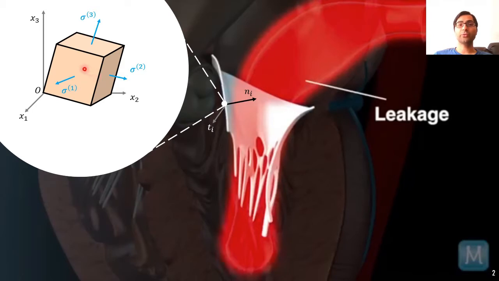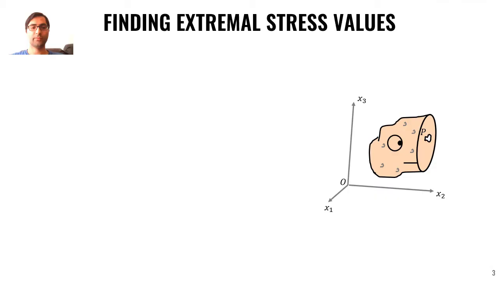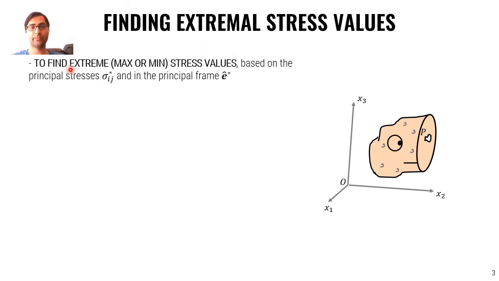Now it's beneficial to find the maximum normal and shear stresses on one element, because sometimes the yield and ultimate breakage limit of a material depends on these extremal stress values. Let's see how to find the extremal stress values.